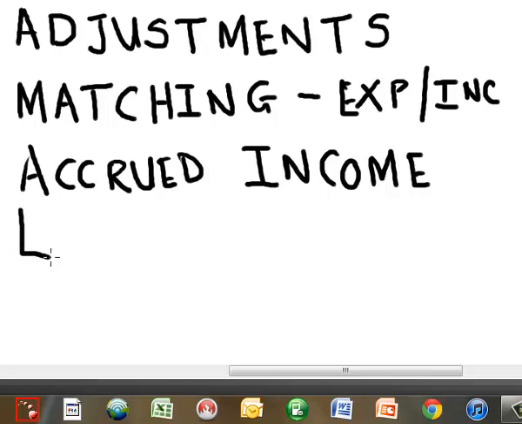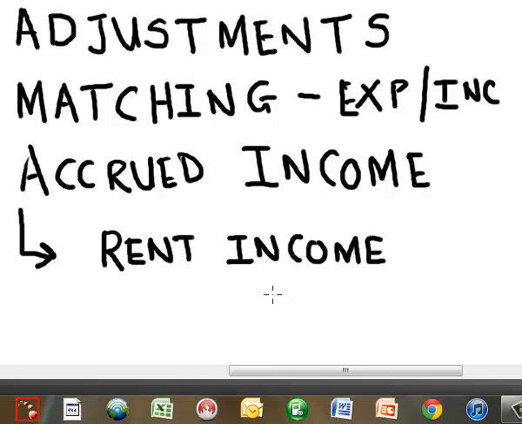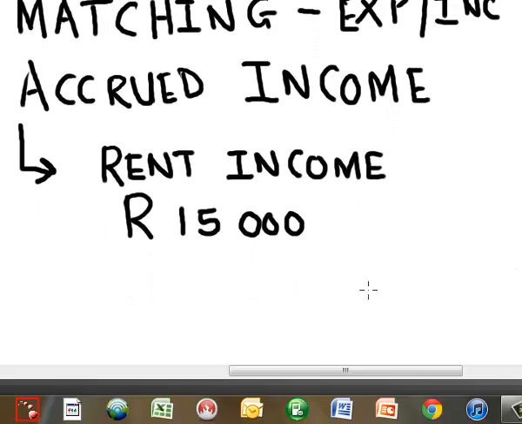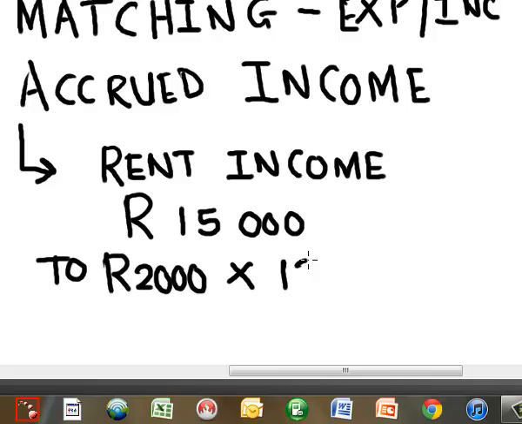In this example, you see that you have rent income and the figure that is given to you in your pre-adjustment trial balance amounts to 15,000 Rand. And you are told that the rent income per month amounts to 2,000 Rand per month. In other words, if you multiply the 2,000 Rand per month by 12 months, which is the financial period, you would get an amount of 24,000 Rand.